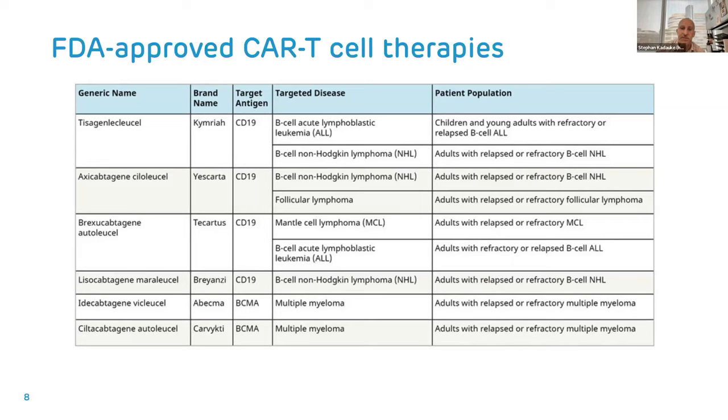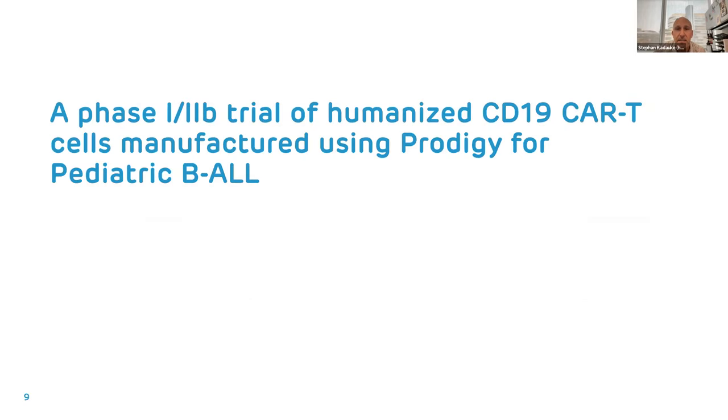And successful implementation of these innovative therapies critically depends on effective data collection and analysis for clinical trials. To illustrate this, I want to explore a CAR T-cell trial that we launched less than a year ago. This trial is titled A Phase 1-2B Trial of Humanized CD19 CAR T-cells Manufactured Using Prodigy for Pediatric B-ALL. Let's break this down. Phase 1-2B indicates that we're assessing both the safety, that's the phase 1 part, and efficacy, that's the phase 2 part of these CAR T-cells.